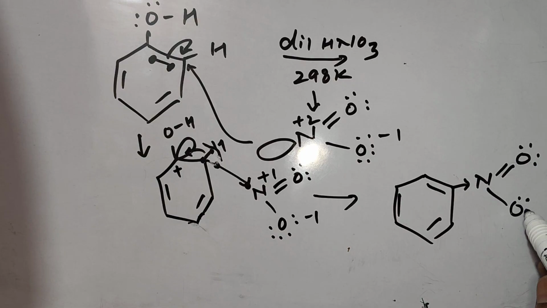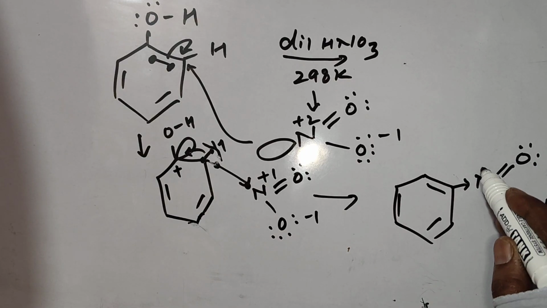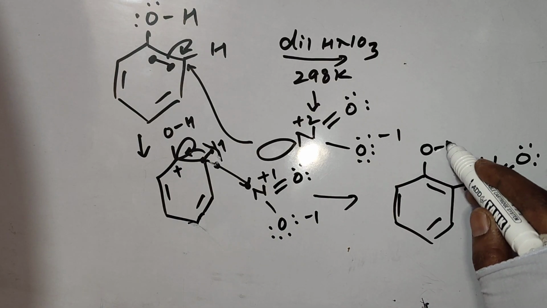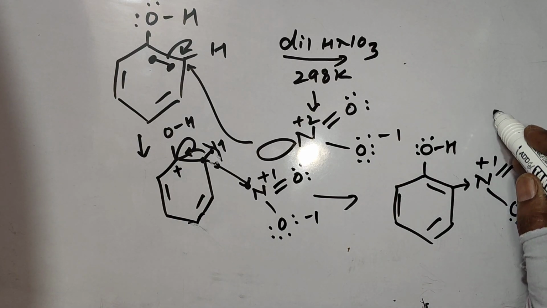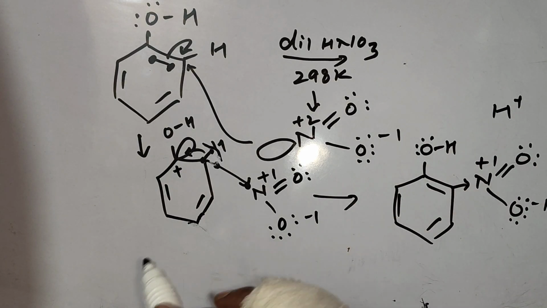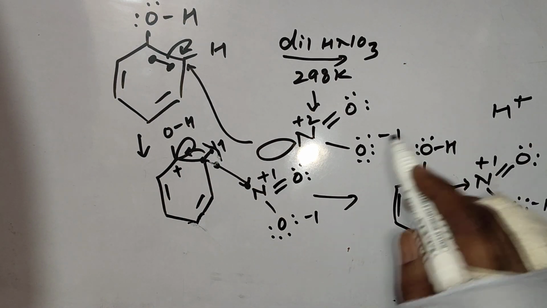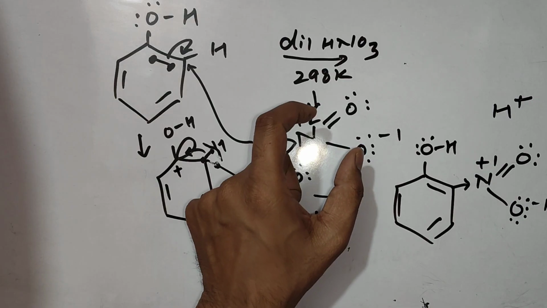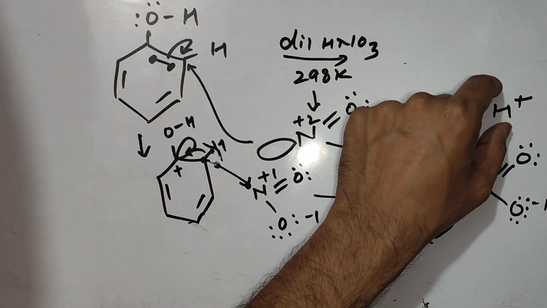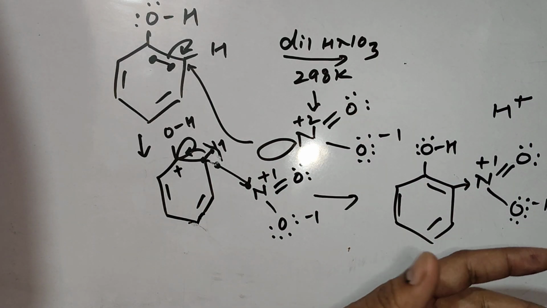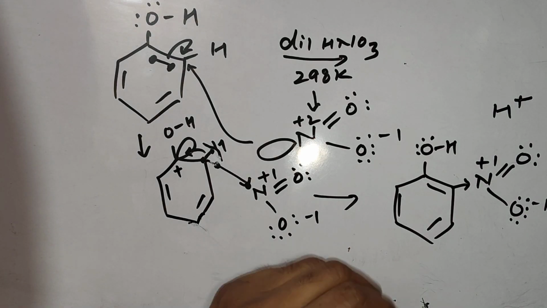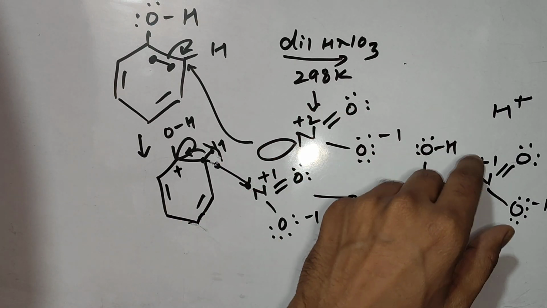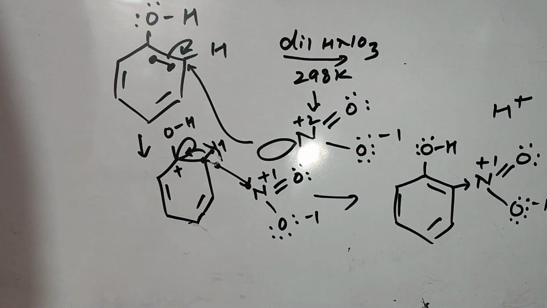Nitro group has added there. Oxygen, hydrogen as it is. And what is released out? H positive is released out from ortho position. Means this electrophile has replaced this electrophile. This is also an electrophile, no? So that's why we call it electrophilic substitution reaction. Now because this is nitro group, we are calling this process nitration.